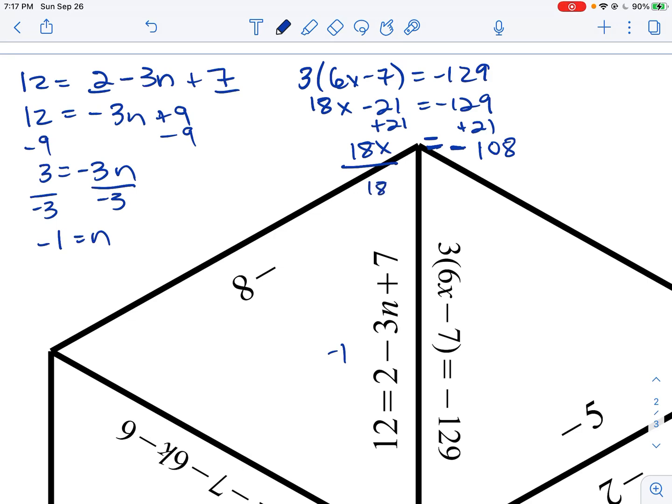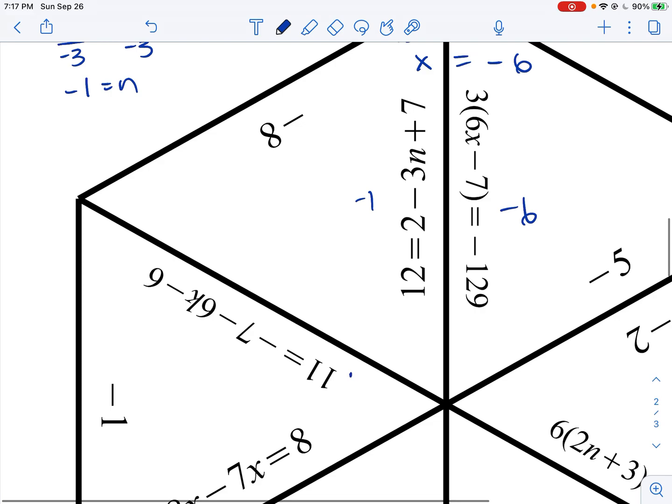I divide by 18 on both sides of the equal sign, and I get x equals, and that would be a negative, and I believe it's going to be 6. So let's see, that's 48. That would be, yep, 108. So this comes out to negative 6. So this one right here is, oops, it helps if I have the pen. Okay.